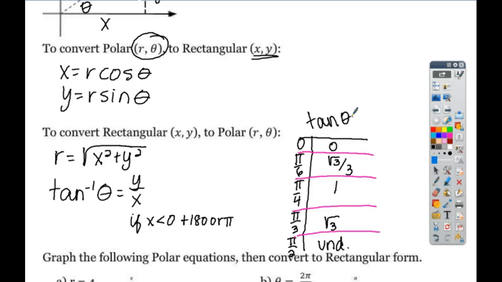Okay, so these are your tangent values, so you're going to want these. Do I have to memorize it? I mean, if you want to do them on the test, you probably will.